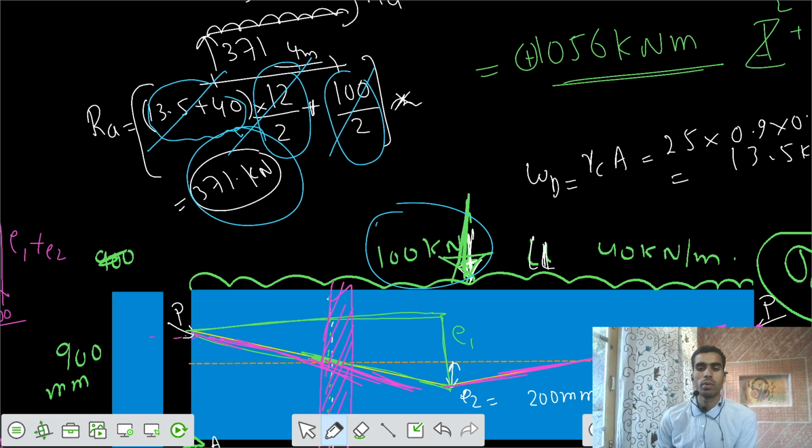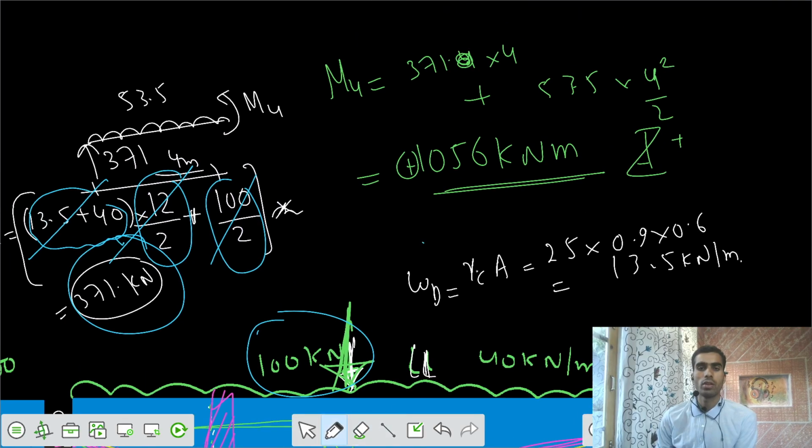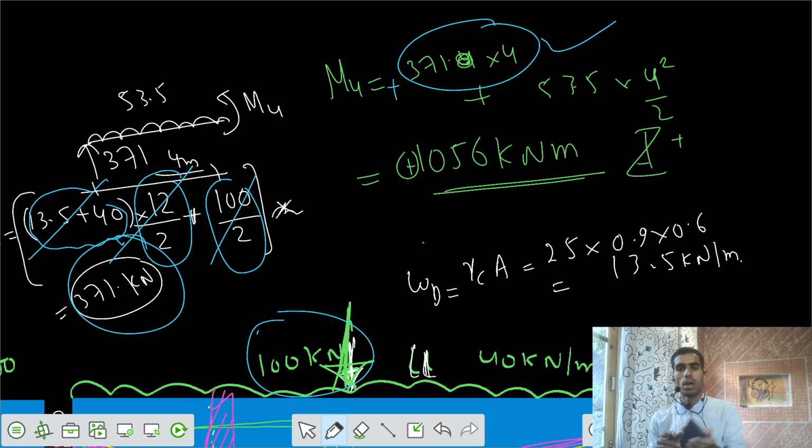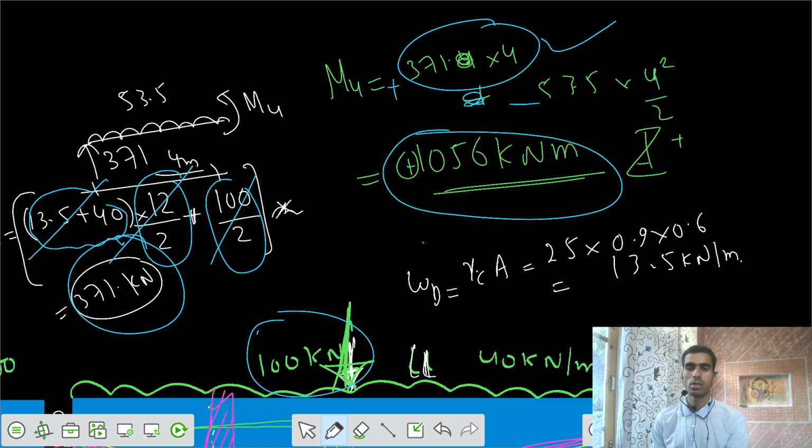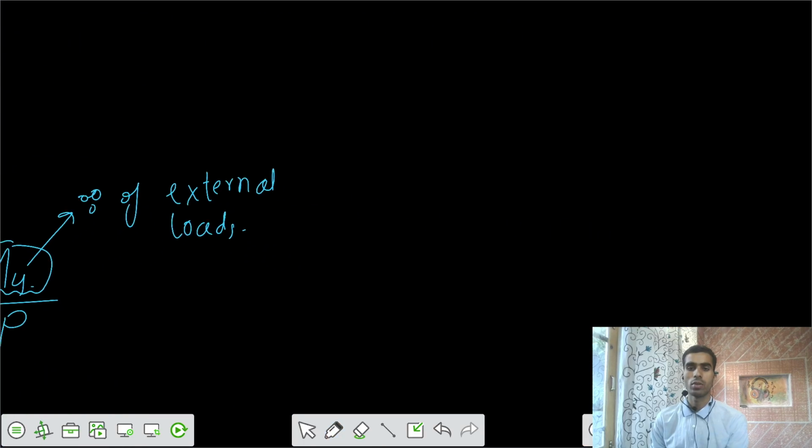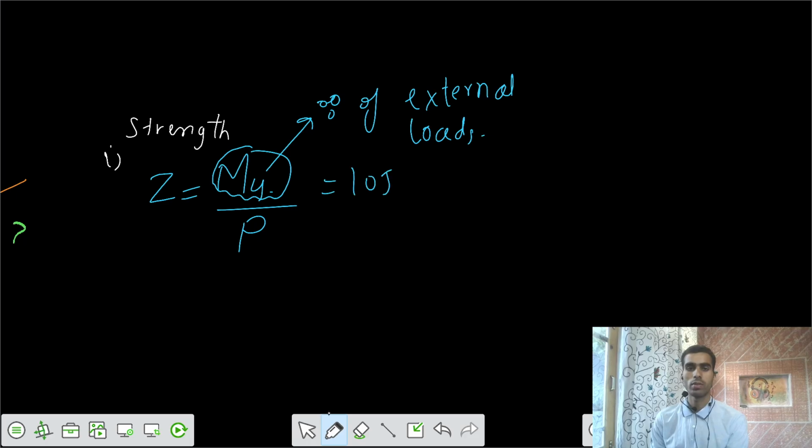Now the moment would be reaction A into 4, and this was clockwise, and the second one should be anti-clockwise, because UDL is anti-clockwise and the upward load is clockwise. So 371.4 into 4 minus 53.5 into 8, that's 1056. So this is the correct value that we have to take, 1056 kilonewton meter, divided by the pre-stress force of P.